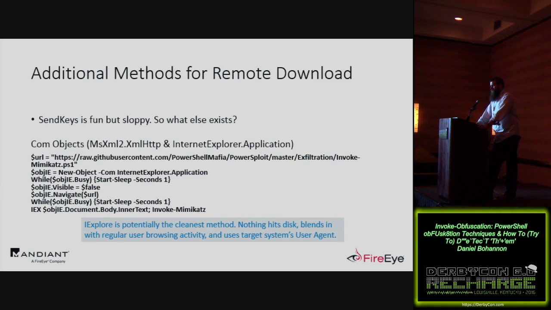So send keys is kind of fun, but really sloppy. I mean, users would probably notice if Notepad starts flying up and downloading Mimikatz, right? So there has to be a cleaner way, and there is. The PowerShell COM object, instead of spawning additional applications to the user, can actually use Internet Explorer. Tell Internet Explorer, hey, you go fetch this payload. I'm going to wait until you're done, and then I'm going to query out whatever piece of the HTML I want that is my payload, and then execute it.